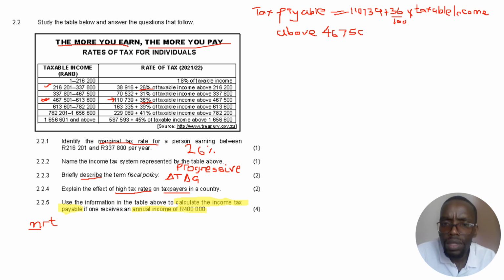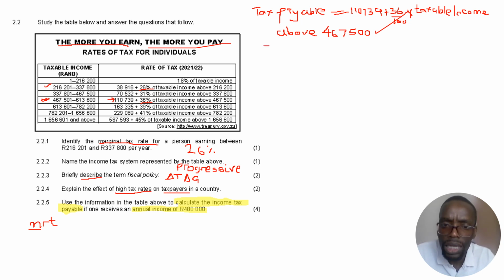Okay, so remember, in the exam, because this one is a 4-mark question, the first thing you must do is start by giving us the formula. If you do that, thereby picking the correct bracket, already you have your 1 mark there for giving us the formula. And then we now substitute into the formula.